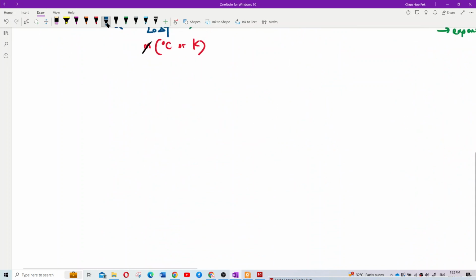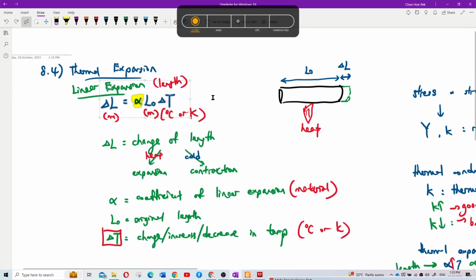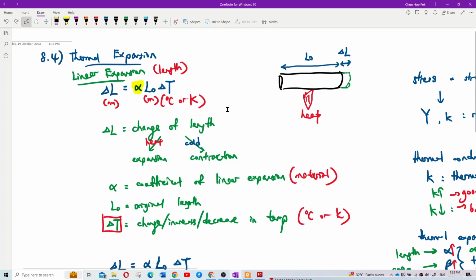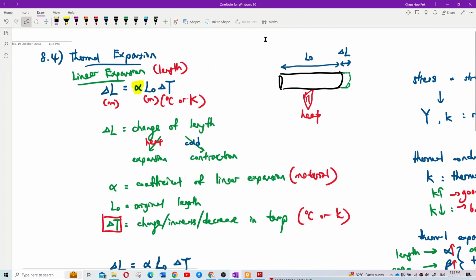Okay, so let me explain. Let me rewrite the formula over here. Delta L equal to alpha L naught delta T. This is the formula for thermal expansion. So what does this formula mean? It means the change of length, or increase of length, when a metal rod is under a fire.